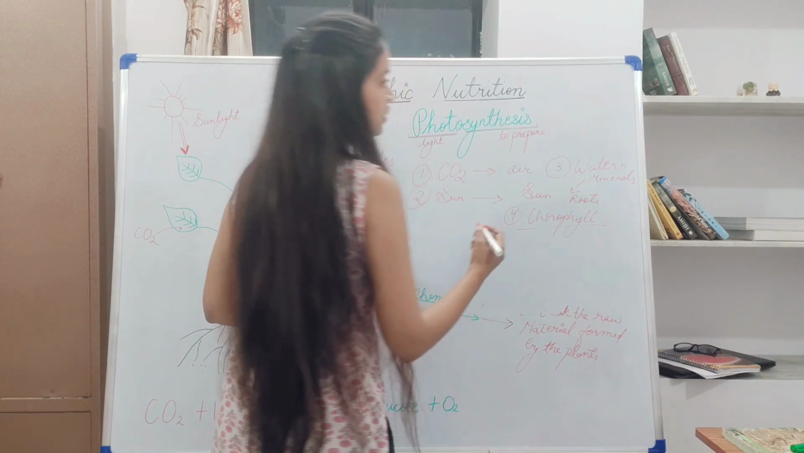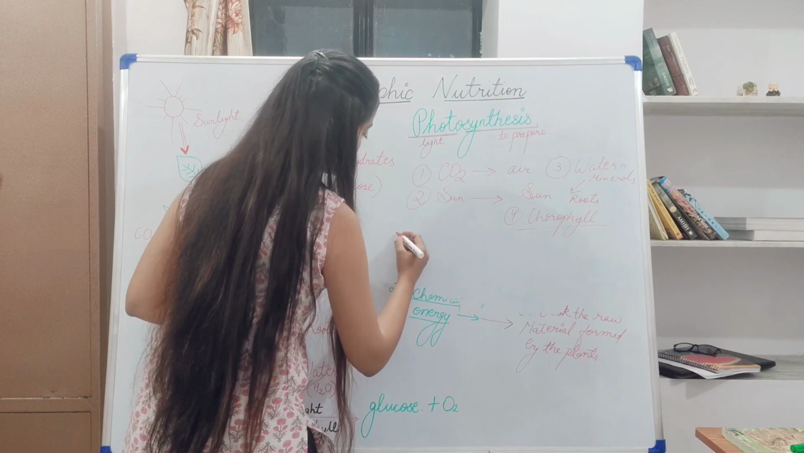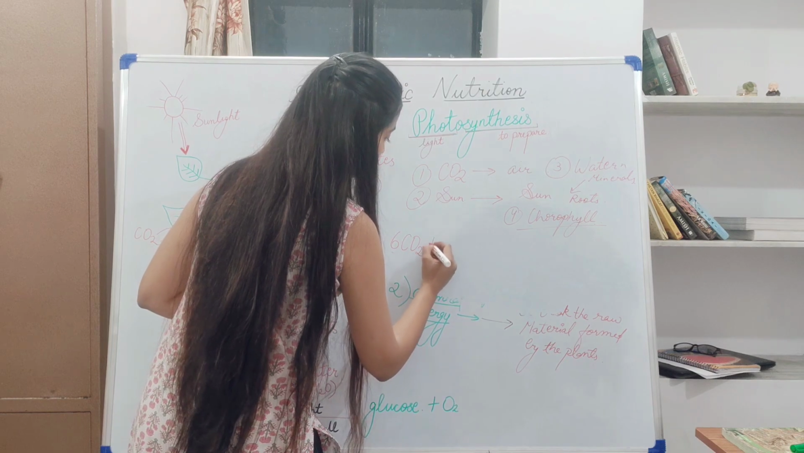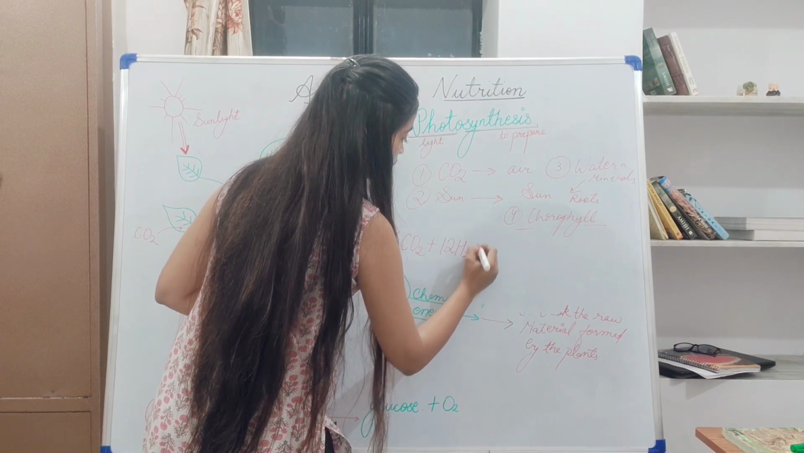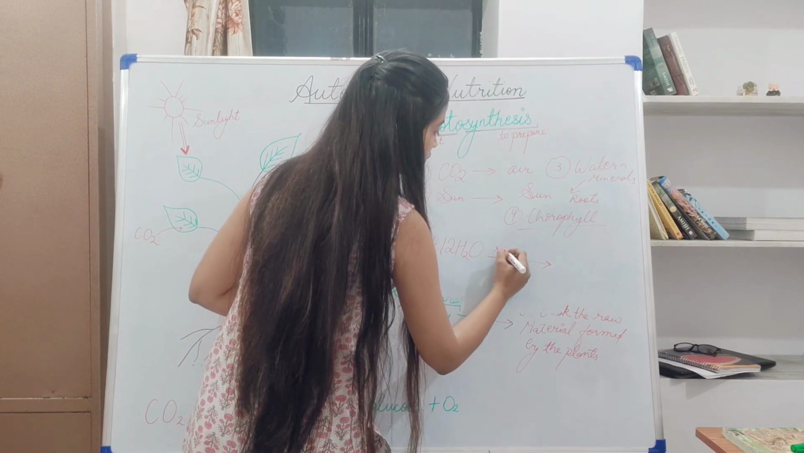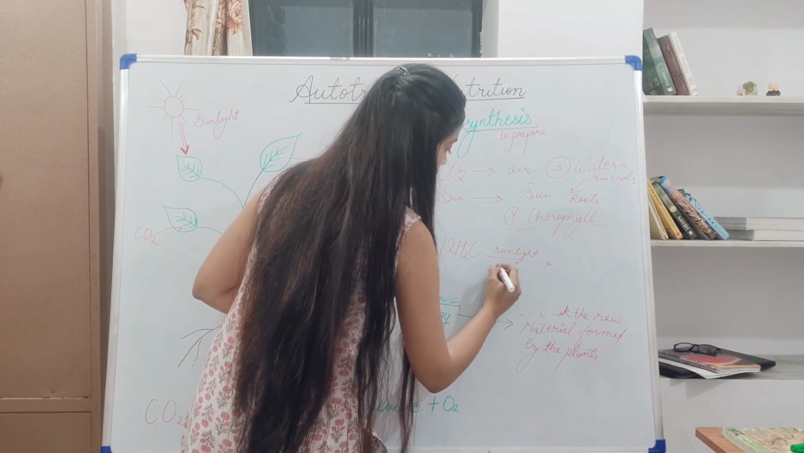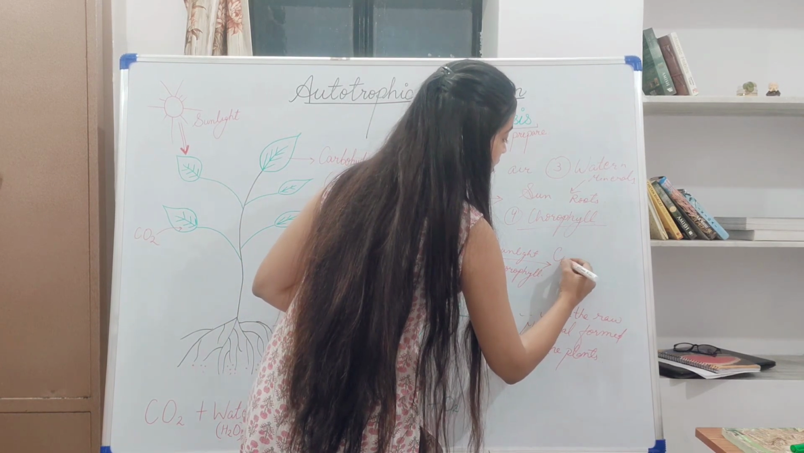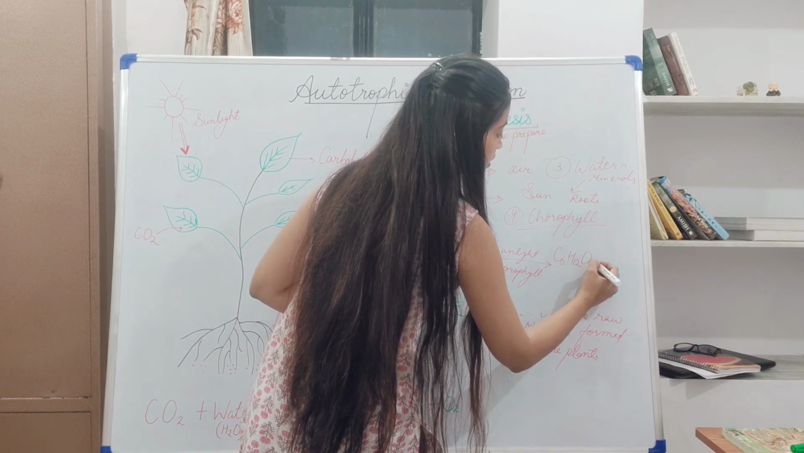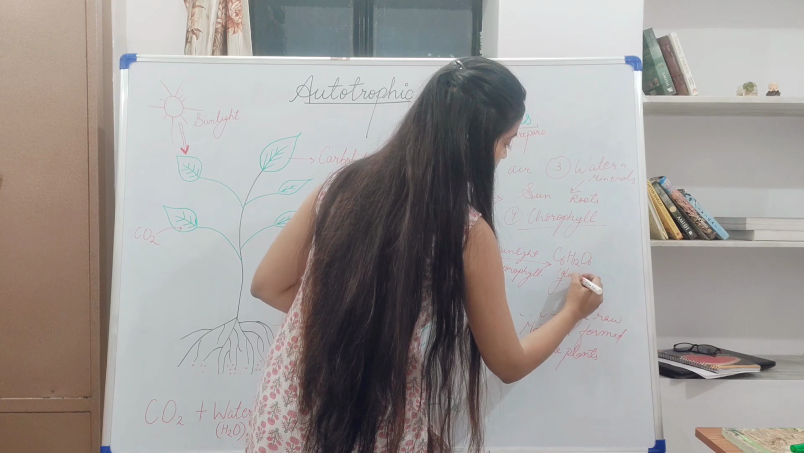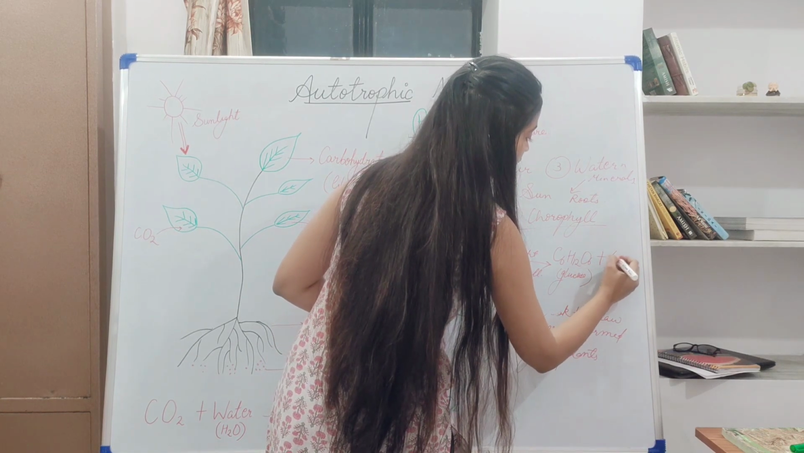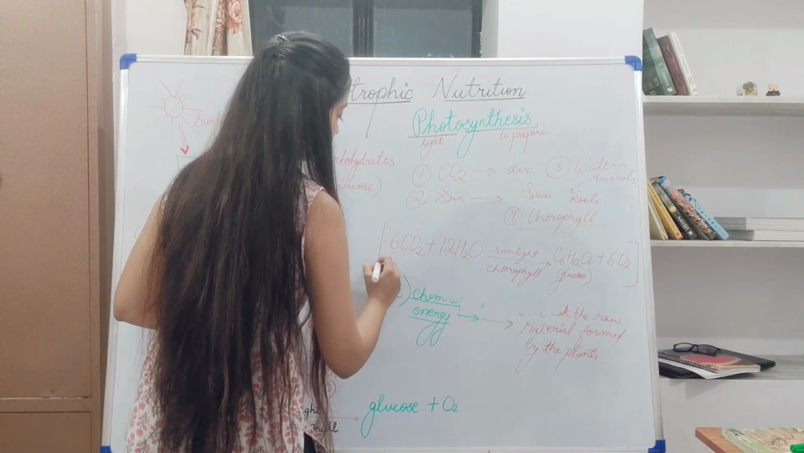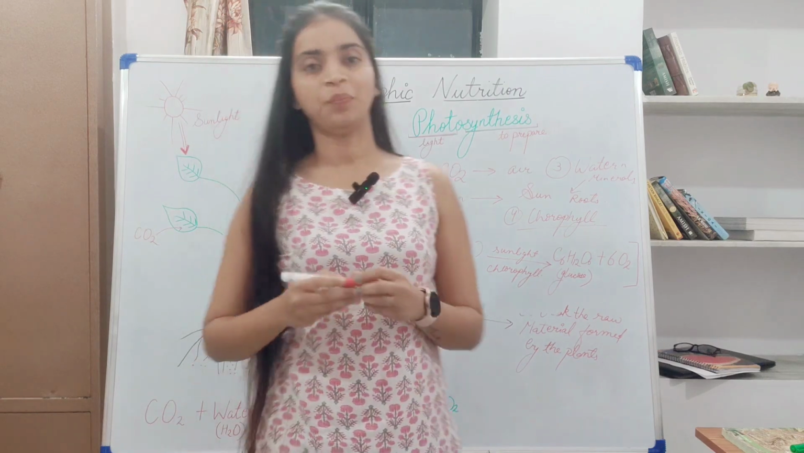Now there is one equation which is very important in the process of photosynthesis. 6CO2 plus 12H2O in the presence of sunlight and chlorophyll converted to C6H12O6, that is glucose, plus 6 oxygen. This is the photosynthesis equation and it is very important.